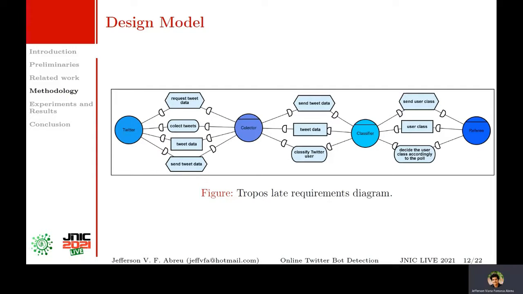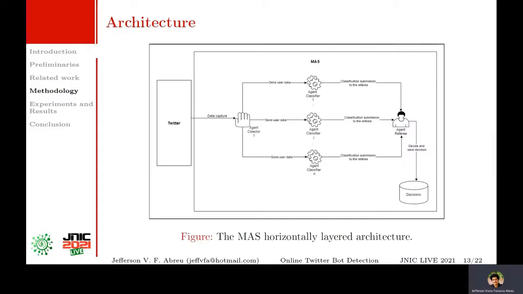We have the Tropos late requirements diagram of our MAS, and it shows the four actors that act in our MAS. Twitter is treated as an actor here too, but we have the three kinds of agents that were developed by our team. In this diagram, we can see the tasks, resources, and goals shared among these actors. Here we have the architecture of our MAS, and we can clearly see the workflow followed by our system.